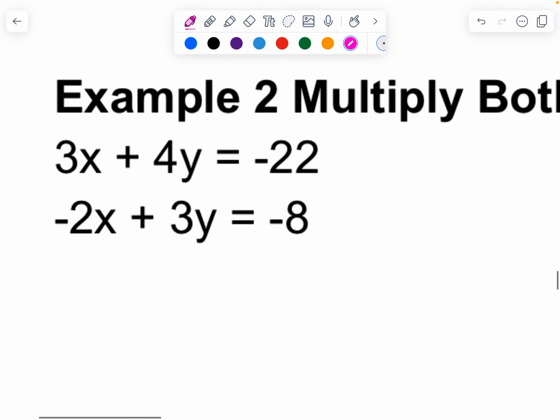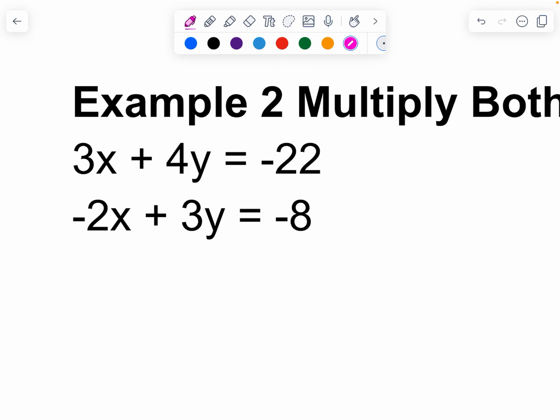Okay. Now if I look at these, does 3 go into 2? Does 2 go into 3? Nope. 3 doesn't go into 4, nor does 4 go into 3. So we need to multiply both of the equations by something. Does it matter? No, it doesn't matter.